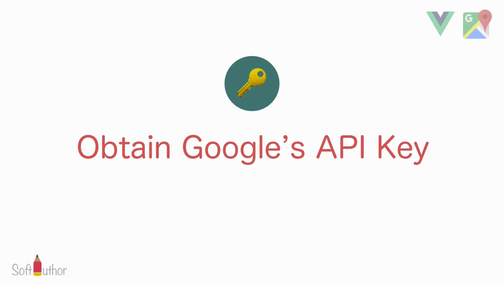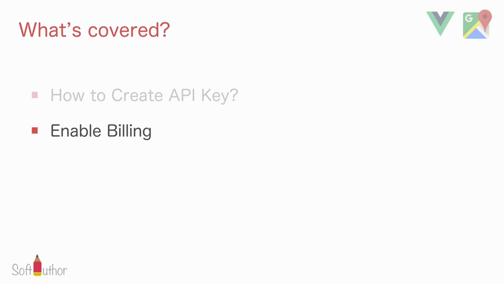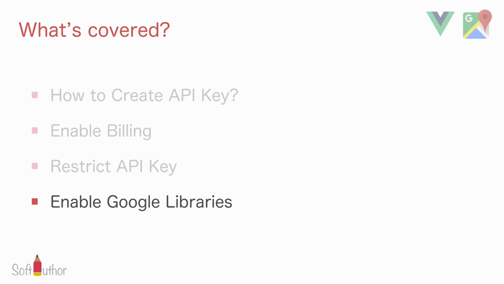In order to use any of the Google Maps API services, we need to obtain an API key from the Google Cloud Console website. In this lecture, you're going to learn how to create an API key, then how to enable billing, as the API keys do not work without that. After that, I'll be showing you how to protect the API key as it can be exposed to the users. Finally, you're going to learn how to enable different Google Maps libraries. I'm very excited to show you them all.